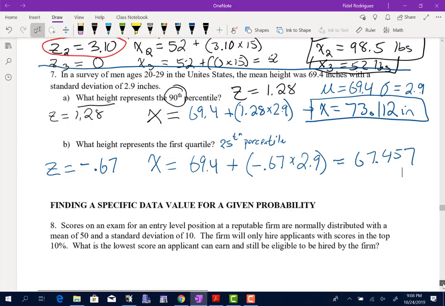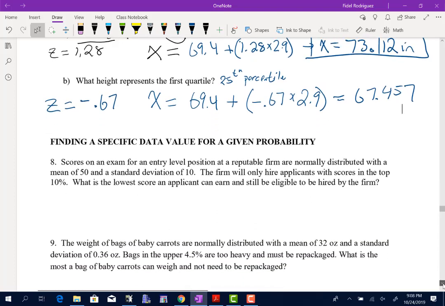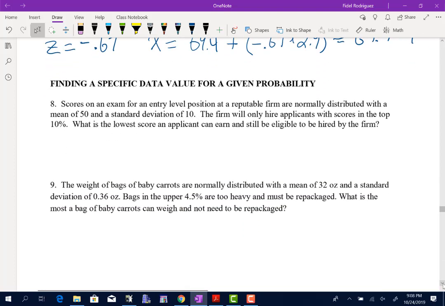All right, so guys, we're almost done. We've got the last 2 problems to do right here. So let's take a look. It says, scores on an exam for an entry-level position at a reputable firm are normally distributed with a mean of 50 and a standard deviation of 10. The firm will only hire applicants with scores in the top 10%. What is the lowest score an applicant can earn and still be eligible to be hired by the firm?